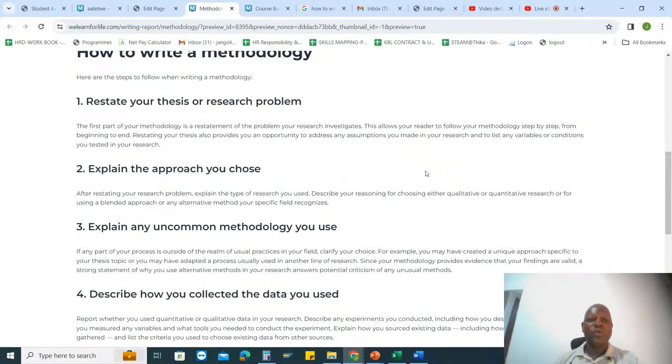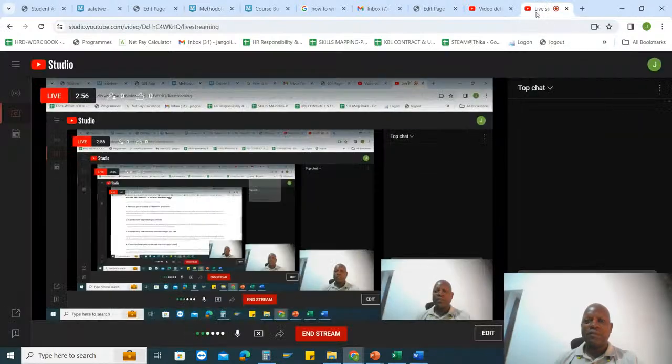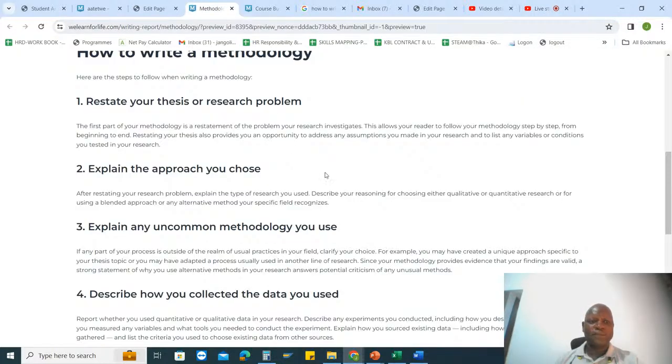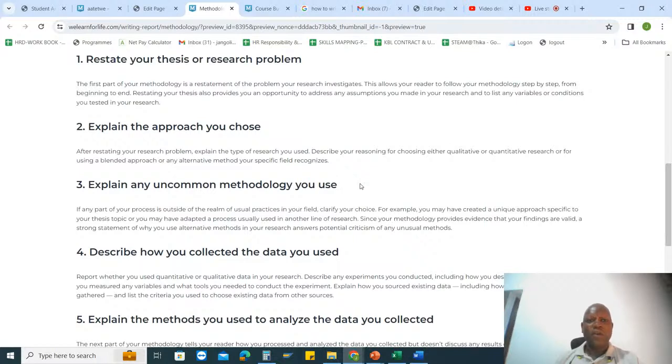Basically, the first one is to ensure that the problem, the issue, the subject matter that you are addressing is properly stated in the methodology. It allows the reader to understand and follow your step-by-step methodological thought process. So restating your problem, subject or thesis provides you an opportunity to address any assumptions you have made in your research and to list your variables. We know we have dependent and independent variables. So it's important that you categorize these.